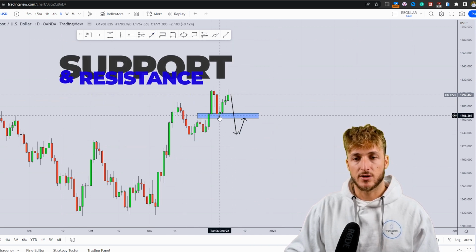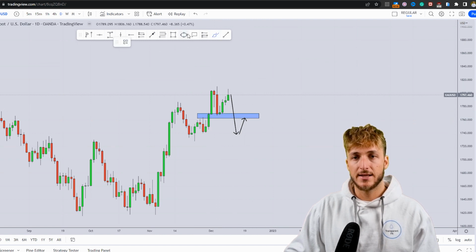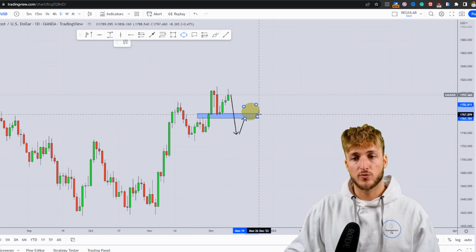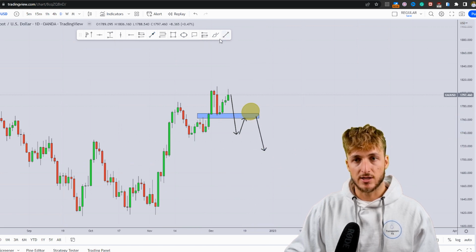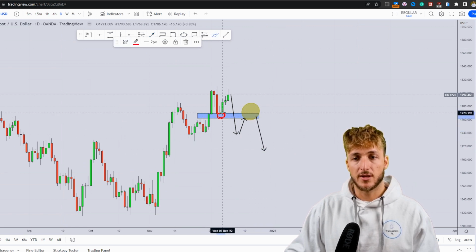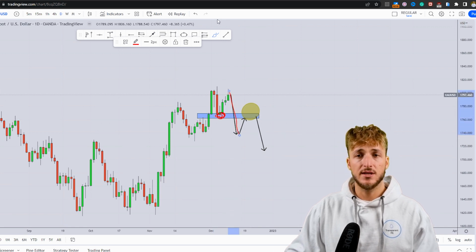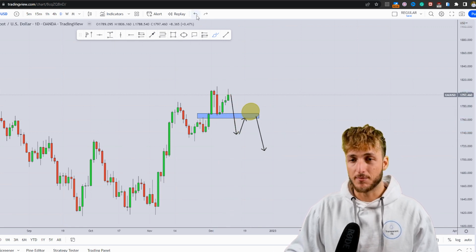So on the retest of this previous support and resistance, this is exactly where we would have very good probabilities from here for a potential rejection to the downside. So this is the zone that at the moment I will be watching to see if the market manages to break below it from a daily closing perspective.